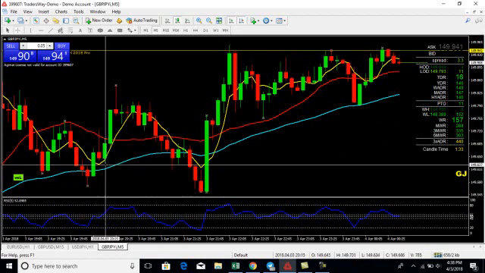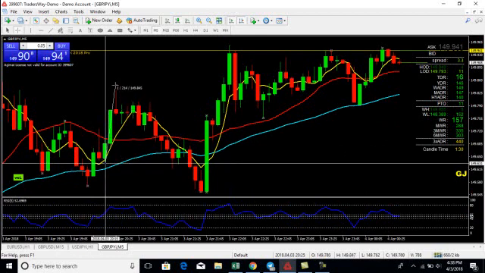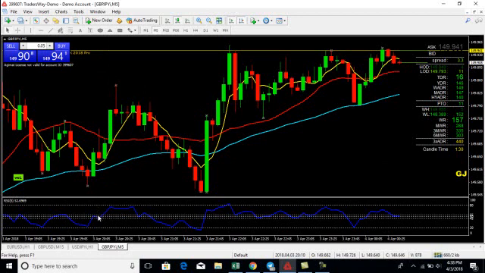A great 6 to 16 pip move right there. In 3 candles, that's 21 pips, guys, and now, boom, you're in profit. Now, you want to always try to trade with the trend, okay? So this would be very tempting right here. I wouldn't say not to do it, but I'll tell you when to do it.